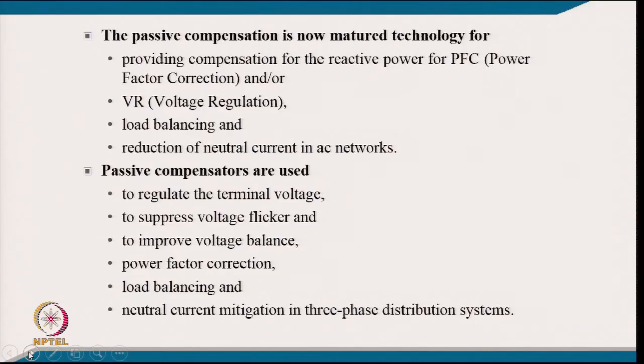Well, passive compensation is now a mature technology for providing compensation for reactive power, for power factor correction or voltage regulation, but these two cannot go simultaneously. Either you might be using this shunt compensator for power factor correction or voltage regulation. Then it can be used for load balancing and reduction of neutral current in AC network. So, this is basically for the distribution system.